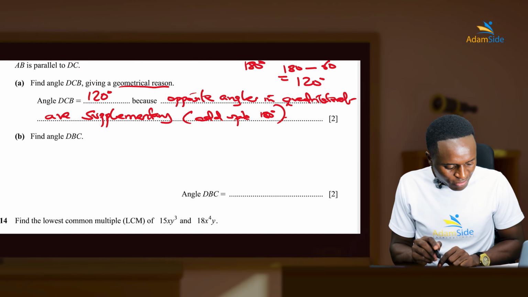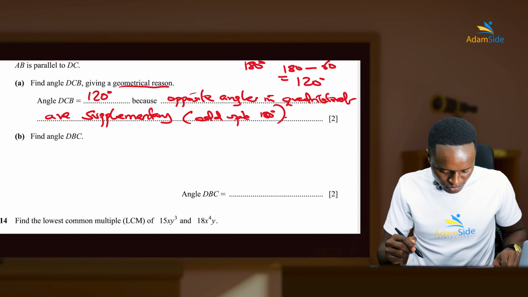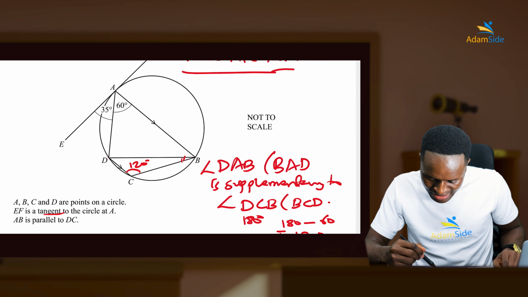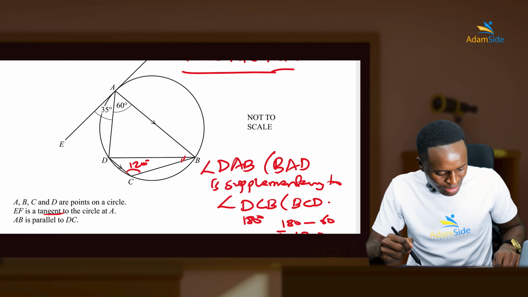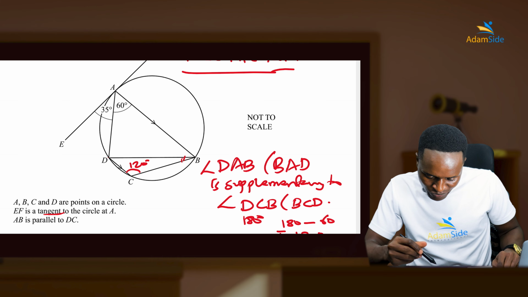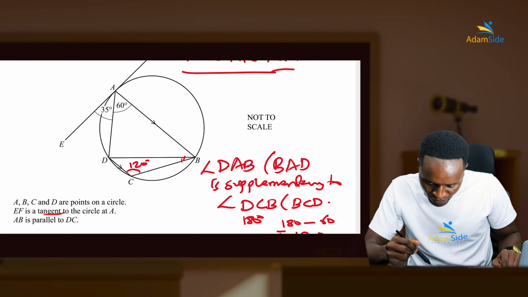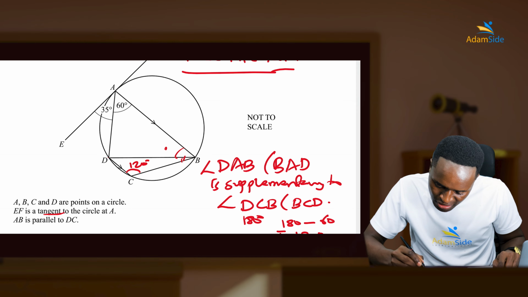Find angle DBC. So to find angle DBC, we need to first find the alternating angle. So if you go to the question, angle CDB is equal to angle ABD, which is equal to 35 degrees.